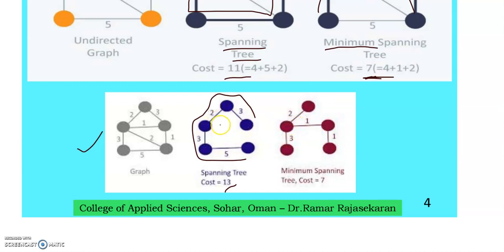Why? No cycle and all the vertices covered and connected. 3 conditions. All the vertices covered and then connected. So this is a spanning tree, this is also a spanning tree, but you see the weight. The total cost is 13 here, the total cost is 7 here. That's why I am telling this is minimum spanning tree. Put extra one word. So this is spanning tree, this is minimum spanning tree because the total cost is 7.